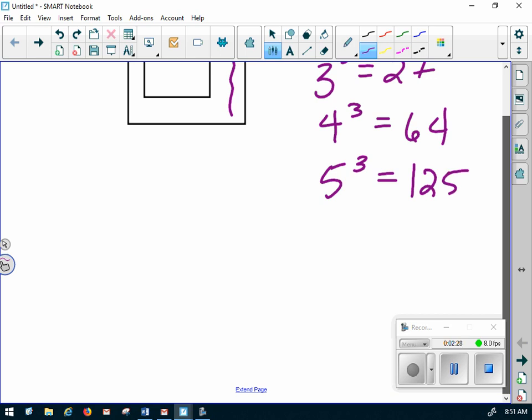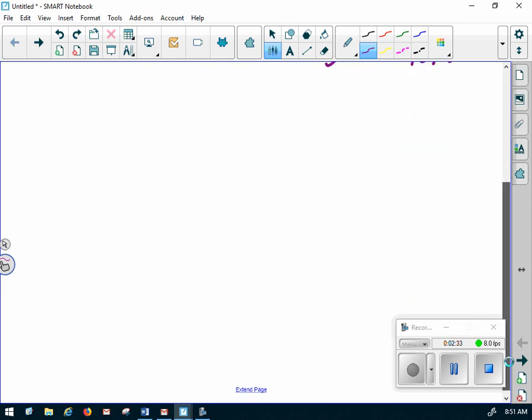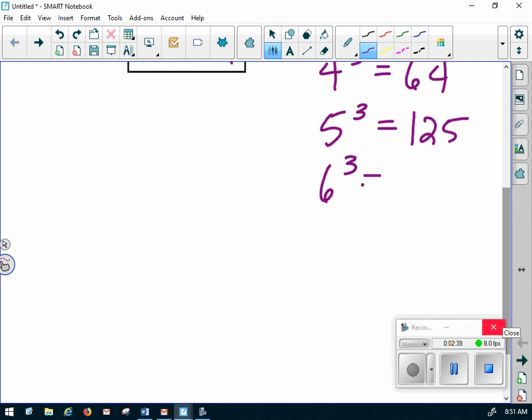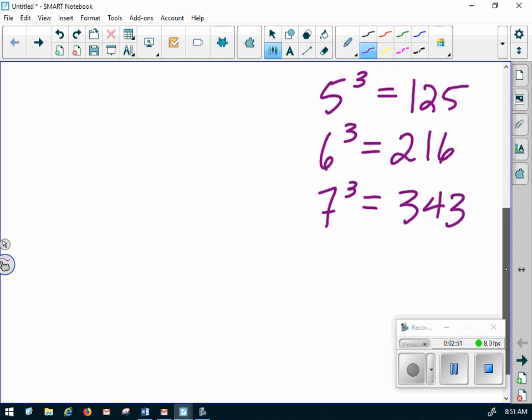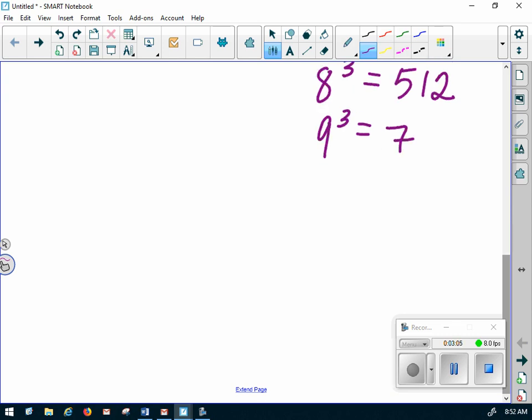How far do I want to go down? Well, we're going to 10. You have a calculator. We're going 6 cubes as soon as I can find a place to put it. Come on, Stennett. What's 6 cubed? 216. 7 cubed? 343. 8 cubed? 512. 9 cubed? 729. And 10 cubed.